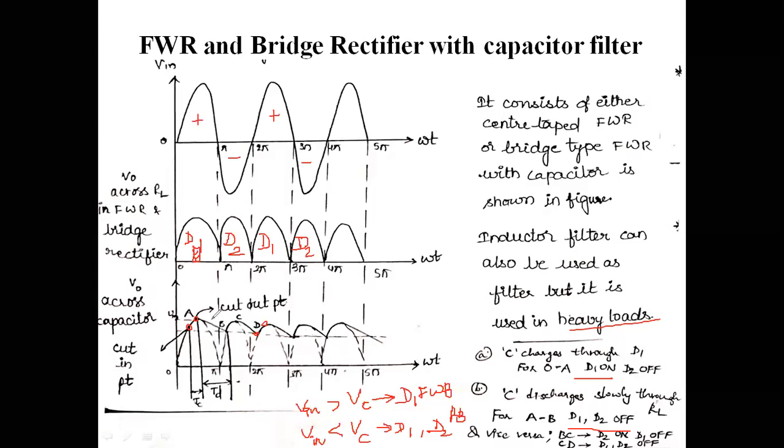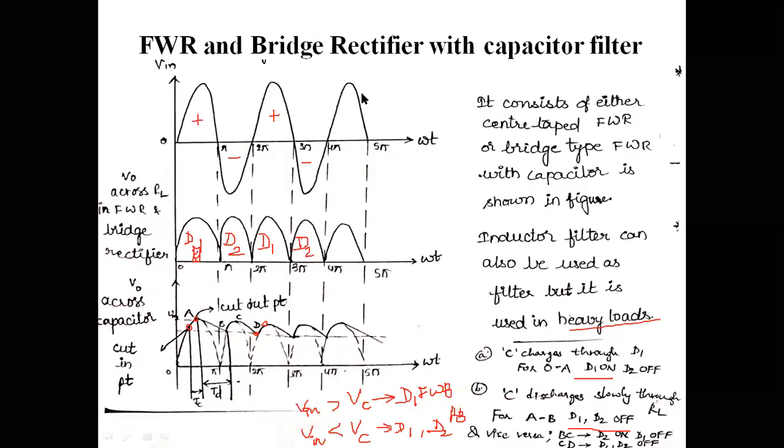The first one is the charging time, from 0 to A, from the cut-in point to the cutout point. A to B is the discharging time. TC is the charging time, TD is the discharging time. From this diagram, you can clearly analyze the entire operation of the full wave rectifier with respect to the capacitor filter.